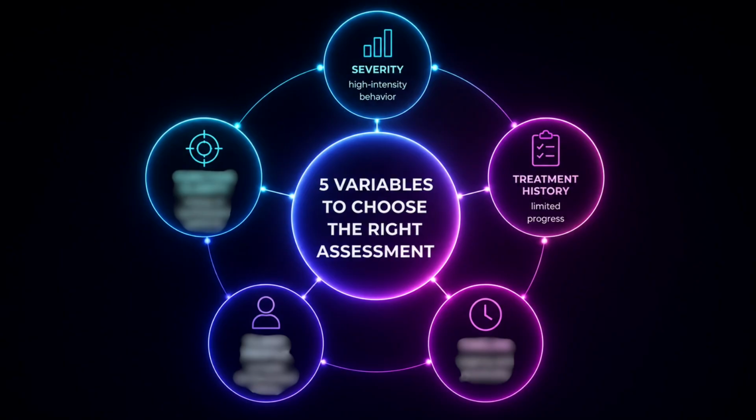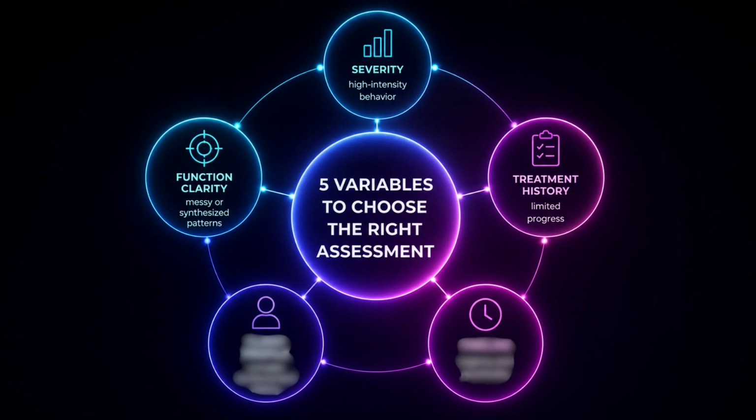So the second variable is treatment history. Is the current plan showing improvement in the target behaviors? If the behavior is highly variable or not trending in the direction you want, that's a signal that the behavior might be more complex than you originally thought. It doesn't automatically mean that the function is wrong, but it's a sign that your hypothesis might be incomplete.